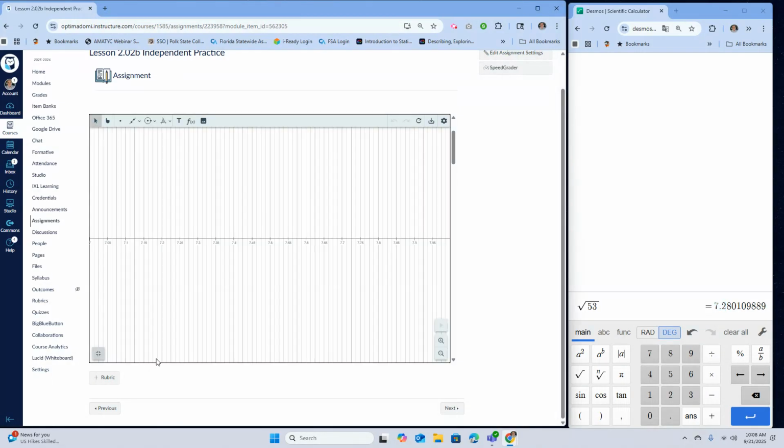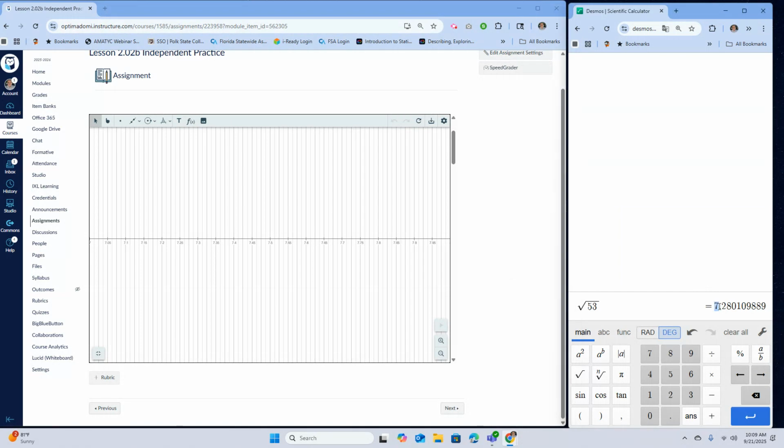Let me make this bigger here. I'm going to look for 7.2 on the number line. There is 7.2. But I cannot put the decimal point there because 7.2 is not the same thing as 7.28, blah, blah, blah. So what I'm going to do is start estimating.